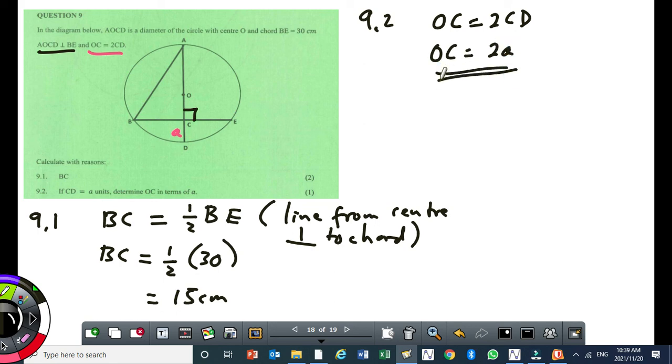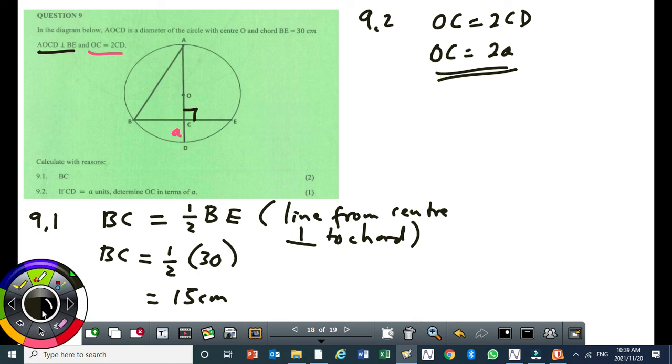Sometimes the question will look very scary, but it's so easy. It just requires basic knowledge, because OC is equal to 2CD, but CD is equal to A. Therefore, OC is going to be equal to 2A. Okay? So let's put that 2A on the diagram. So OC is going to be 2A, which means our radius is going to be 3A. Are you following? Right? So let's move on to the next question.